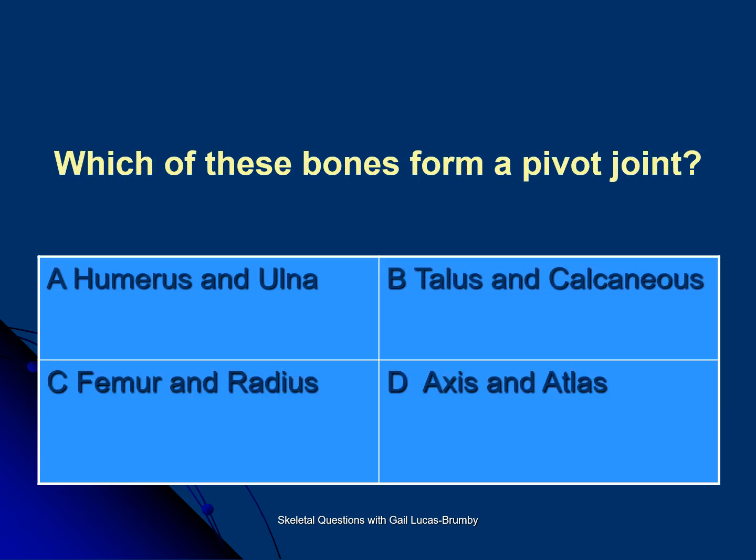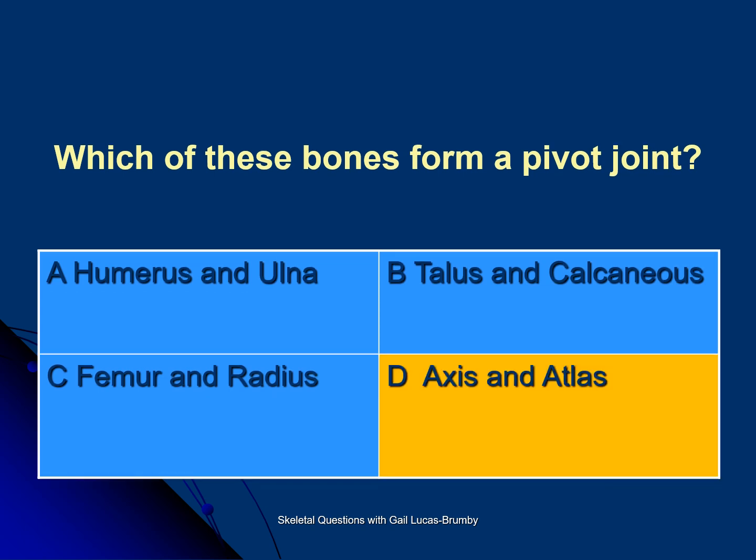Which of these bones form a pivot joint? Is it A, the humerus and the ulna? Is it B, the talus and calcaneus? Or is it C, the femur and the radius? Or is it D, the axis and the atlas? And the answer is D, axis and atlas.